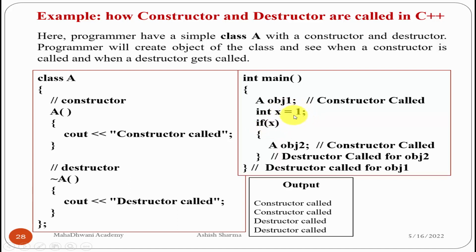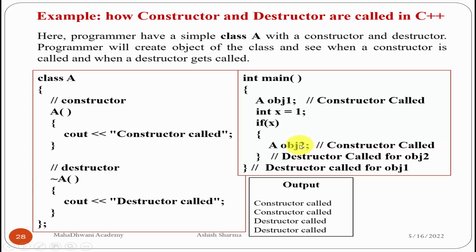If x means it is always true because the value becomes 1. Just make a block of the if. Object 1's constructor is called. Now you can see here object 2: when you create object 2, the constructor is called for object 2. First you created object 1, so the constructor was called. Inside the if block you are creating object 2, and again the constructor is called, because you are creating an object. Whenever you create an object, the constructor will be called automatically by the compiler.